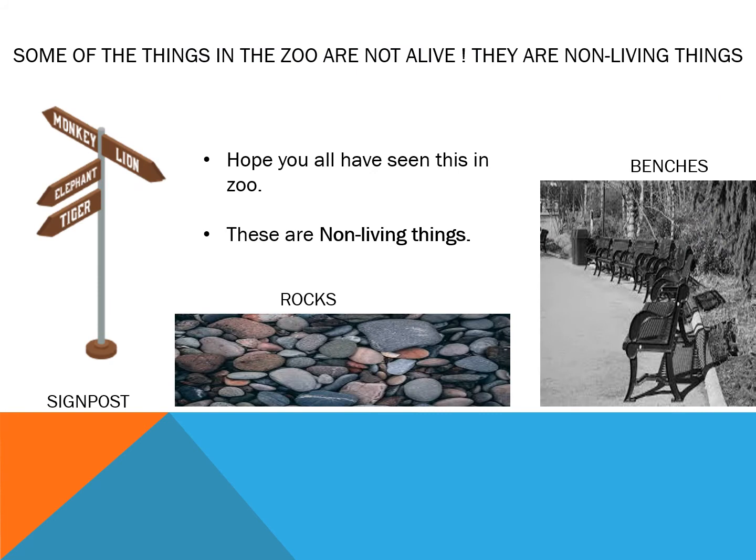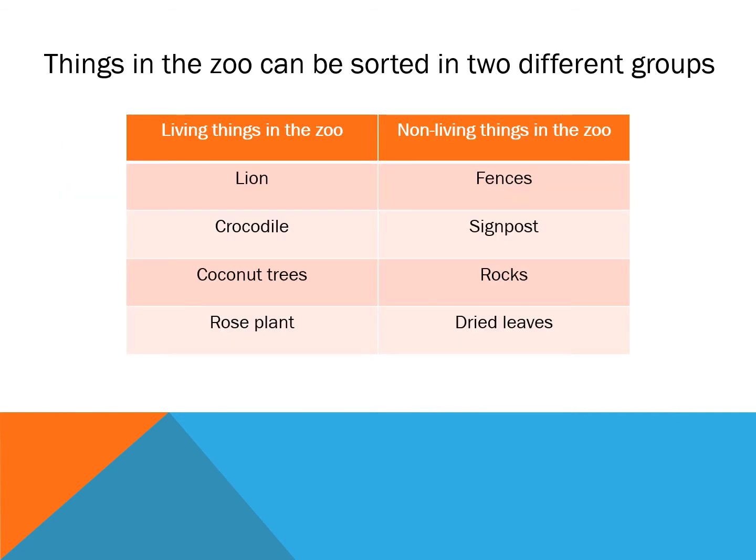Some of the things in the zoo are not alive. They are called non-living things. I hope you have seen this slide. You must have seen these pictures in the zoo, for example, signposts, rocks and benches. These are non-living things. Things in the zoo can be sorted into two different groups.